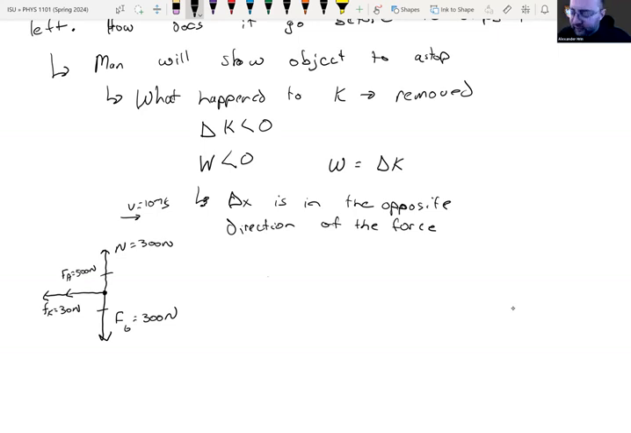Now, what this means is that we have the sum of the forces. And if we want, we can make these negative, so they're both going left. That's fine. So negative 500 minus 30 would equal negative 530 newtons. And then the delta X is what we don't know.